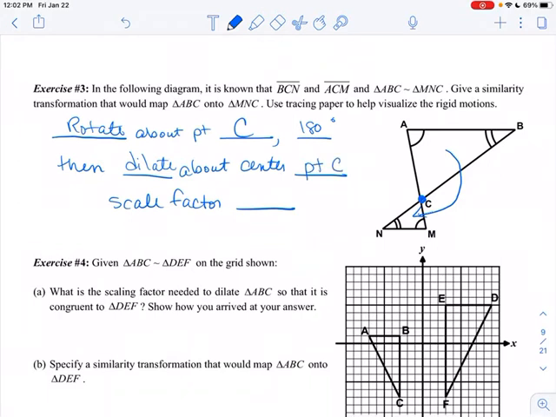And the scale factor is going to be image over preimage. And it's going to be CM over AC. All right, so they're kind of tough when you don't have points for them. Exercise 4, I have some points. That's going to be a little bit easier.